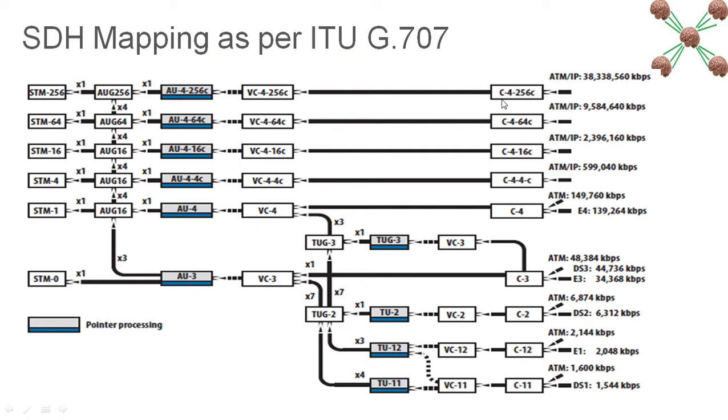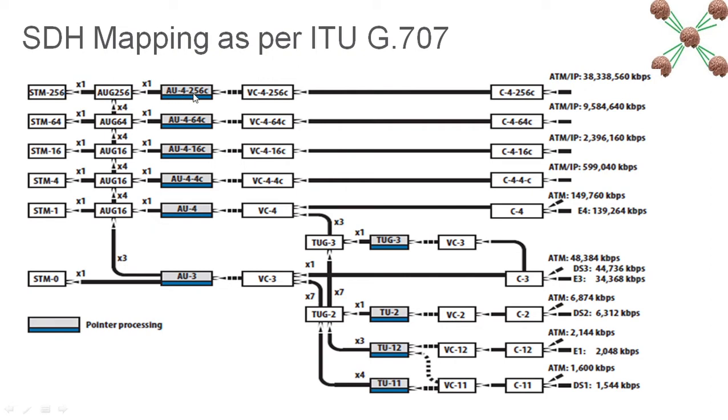But if you see here, these boxes have different colors, so they have different meanings. For example, this is a simple container. Container means that it just takes the data and puts it in, like you put it in a container. And here we are doing some pointer processing. When you put something in a container, you give it some kind of address, saying what kind of data this is and where it has to go. So for that you add some pointers.